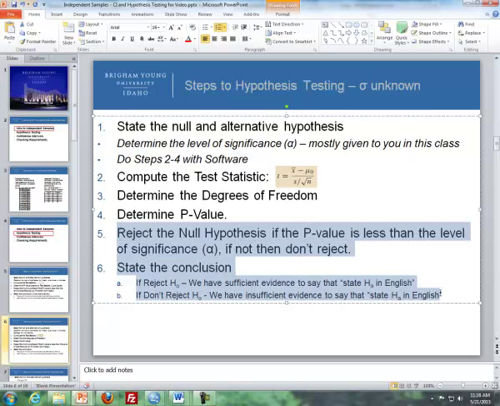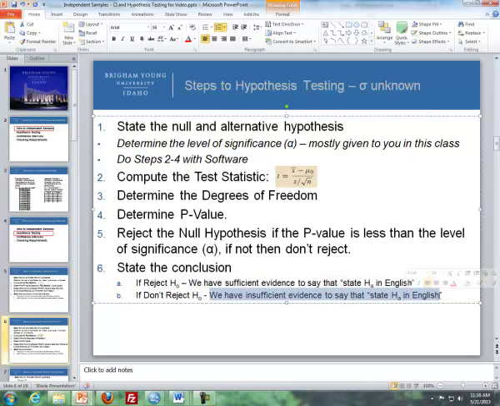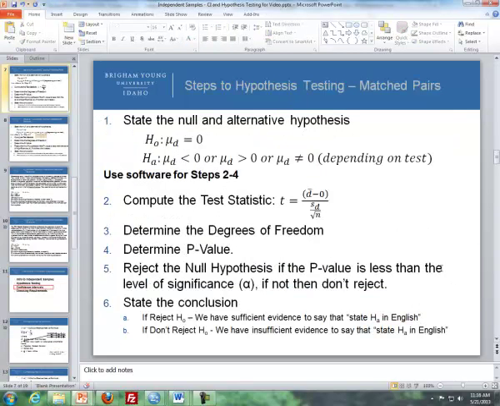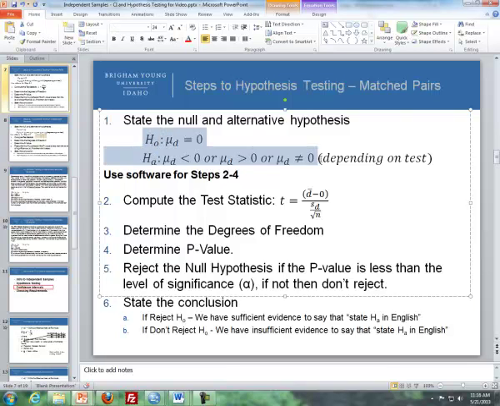We reject the null if the p-value is less than alpha. If not, we don't reject. And then in our conclusions, if we reject the null, we have sufficient evidence to say that, and then we state the alternative in English. If we don't reject, we have insufficient evidence to say that, and then we state the alternative in English. Okay? So then we got to matched pairs. This is how we define the null and alternative hypotheses for matched pairs. Here's the null, where the mean of the difference is equal to 0. And the alternative is that the mean of the difference is either less than 0 or greater than 0 if it's a one-sided test, or not equal to 0 if it's a two-sided test.